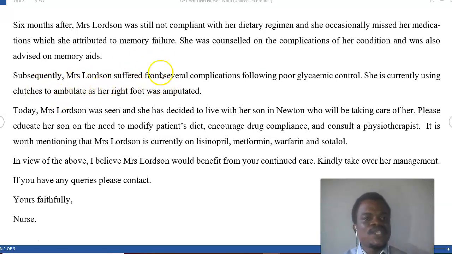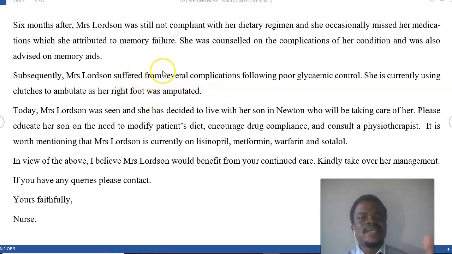Now, all the complications that this patient had, the diabetic foot ulcer, the myocardial infarctions, and then skin infection, I summarized them in this paragraph. Subsequently, Mrs. Lawson suffered from several complications following poor glycemic control. She's currently using crutches to ambulate as her right foot was amputated. So that's just the summary of the whole.